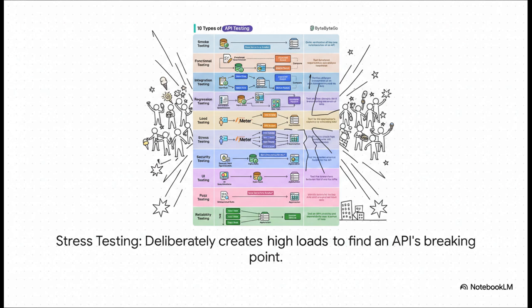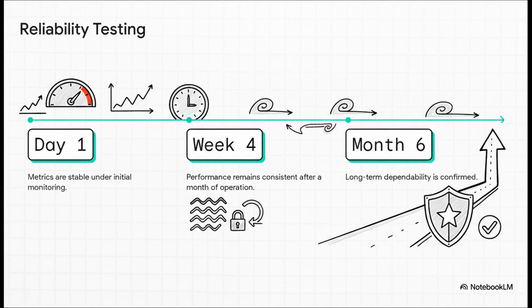This isn't the lunch rush. This is a surprise flash mob crashing the restaurant. We are deliberately pushing the system way beyond its limits to find the exact point where it breaks. Sounds crazy, right? But you want to find that breaking point in a controlled environment, not when your real users are relying on you.